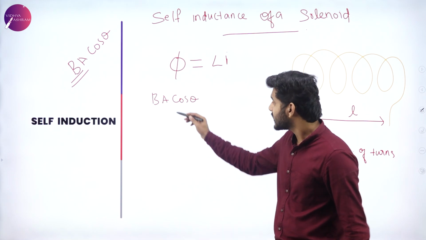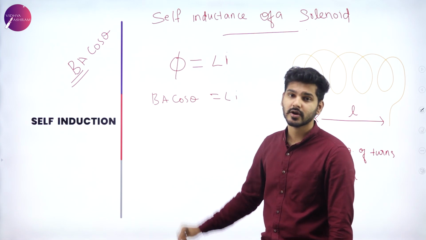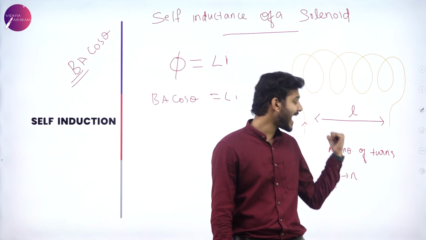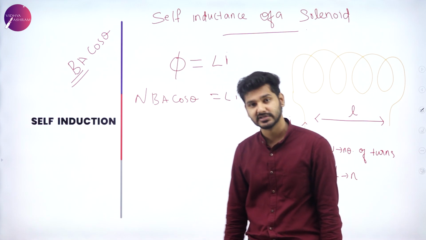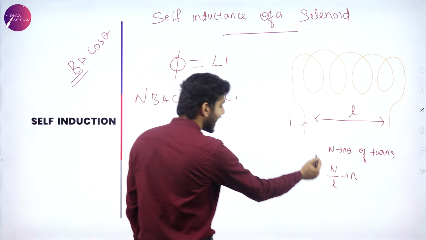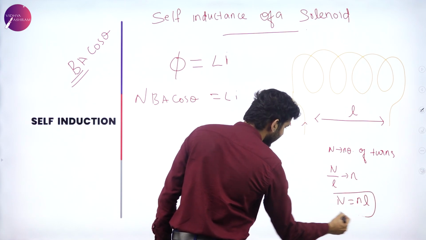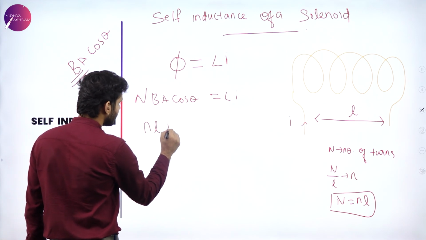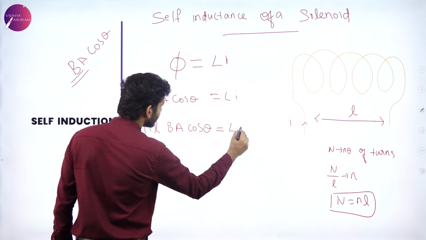Now we can say that BA cos theta is equal to LI. Here it is not just BA cos theta. This is when there is only one turn, and here there are N number of turns. So we have to say it is NBA cos theta. Or here again we can substitute N as small n into l. So we can write it as nl BA cos theta is equal to LI.